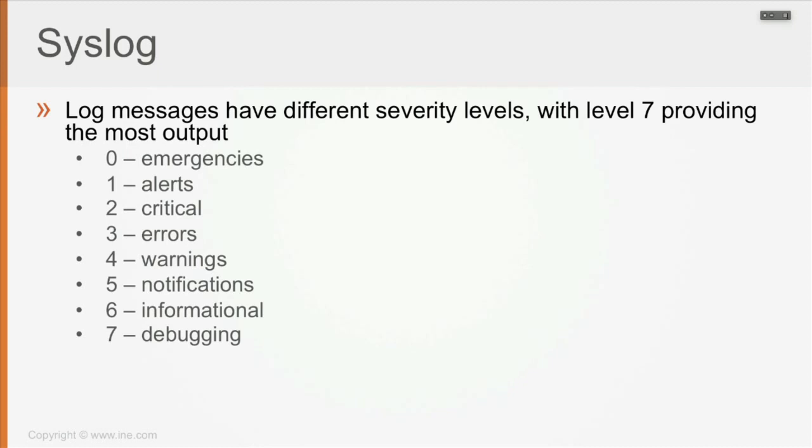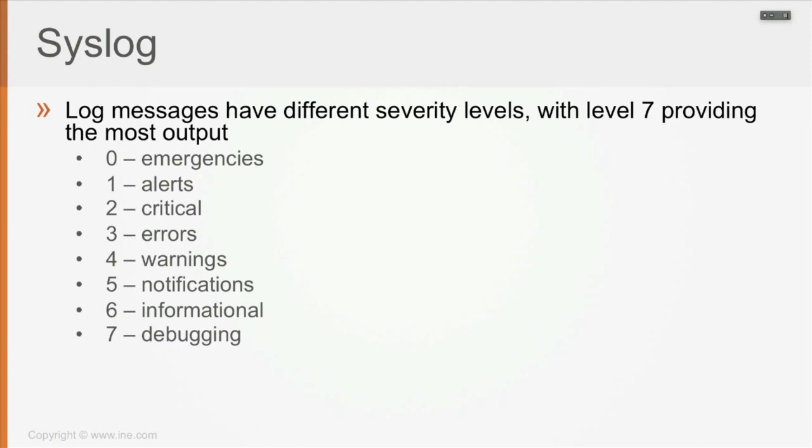Now, when you choose to log messages at different destinations, all of them or some of them, you can configure the logging level for the system, with level 7 providing the most output. So you have logging levels 0 to 7, where 0 means emergencies. That means that if you configure, for example, the console to log only emergencies, you are going to see very rare log messages on the console, only when there is an emergency on the router itself, like a critical high CPU problem, or a hardware failure.